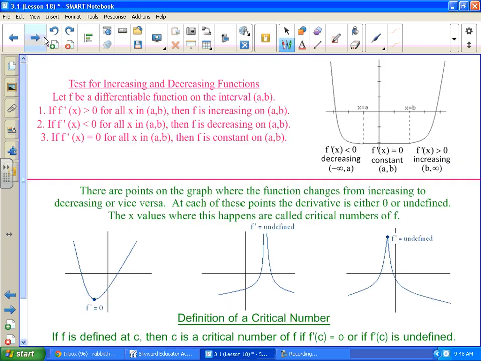So let's go to the next page. The next page here is just notes. So if you notice, this is the test for increasing and decreasing functions. You probably want to highlight this. It's a huge, huge, huge test in calculus.